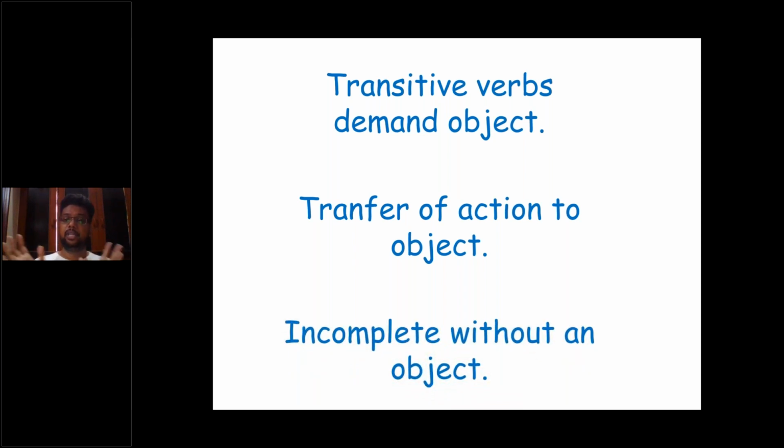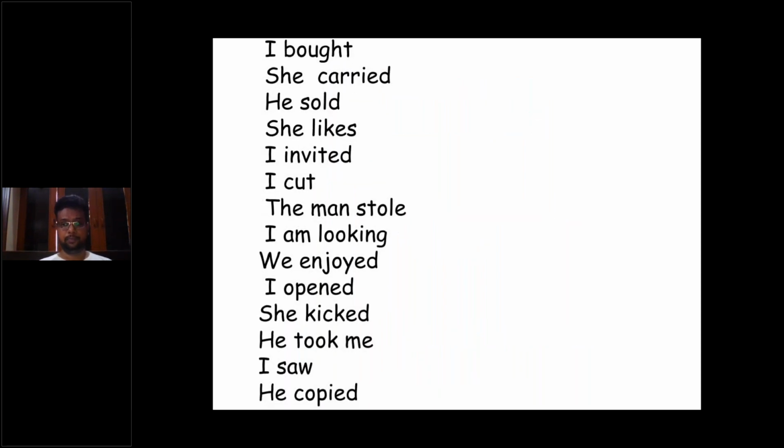They are incomplete without an object. A sentence having a transitive verb is incomplete without an object. Let's see. I bought. I bought what? Do you think "I bought" is complete? She carried. He sold. She likes. I invited. I cut. The man stole.